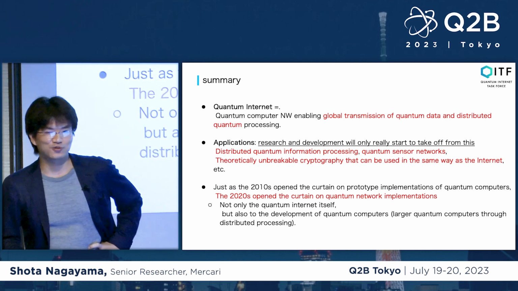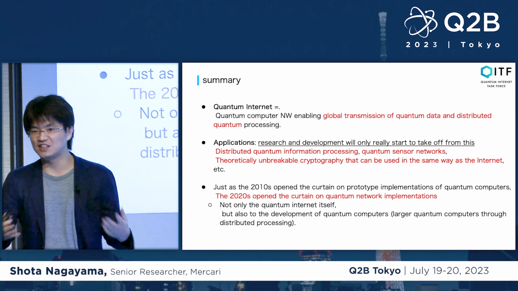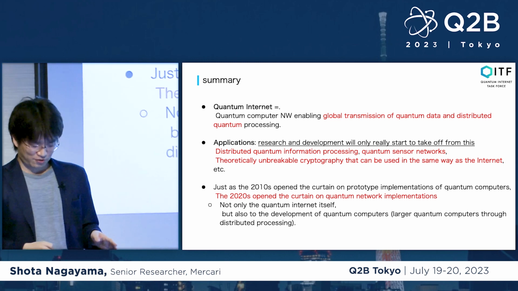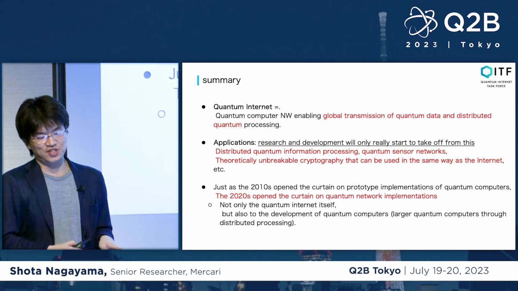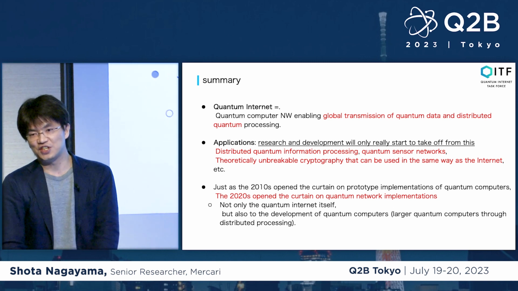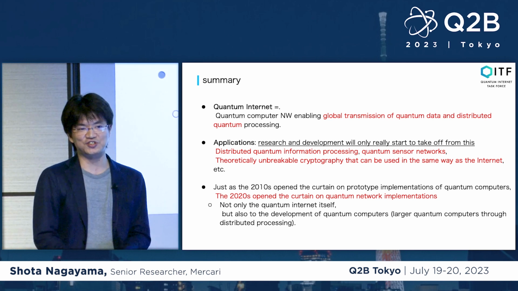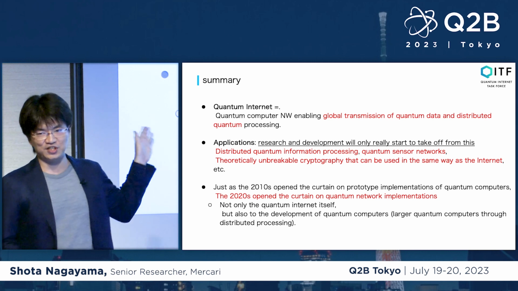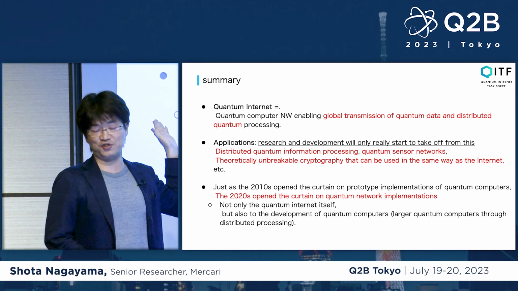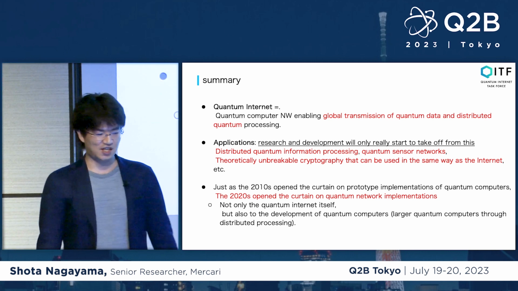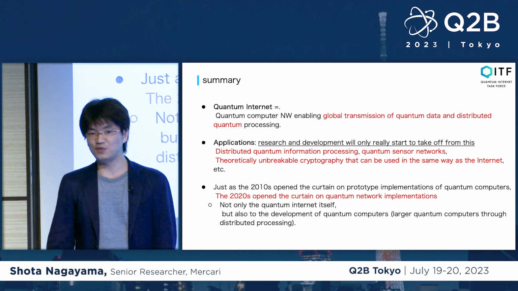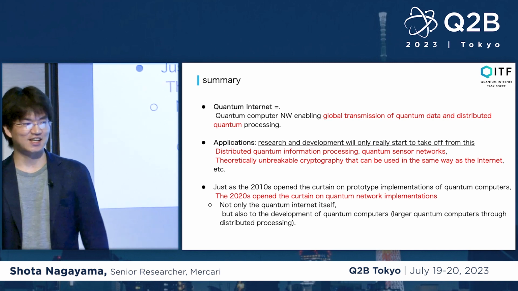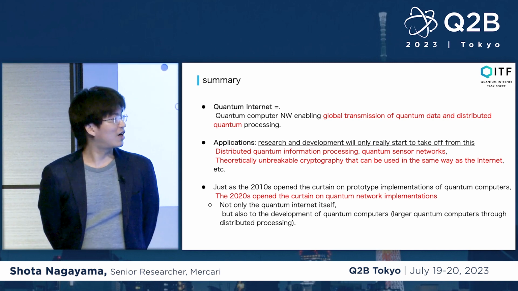And application research. Quantum computer research was gaining momentum after the physical quantum computer was established. Just as the 2010s saw the beginning of the implementations of quantum computers, I believe that the 2020s will be the dawn of quantum network implementations. So I hope that you will be interested in what happens going forward in the quantum internet area.